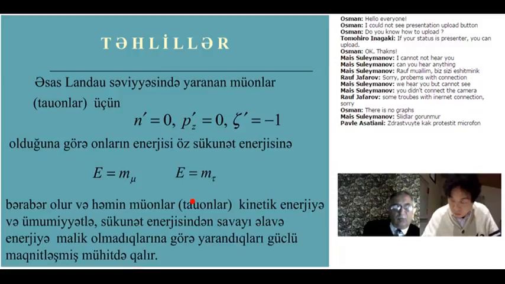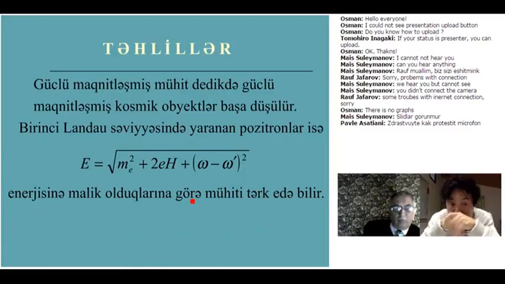Now let's suppose that in the final state we have a muon and a positron, or a tau lepton and a positron. Muons are produced on the ground Landau level. It means that their energy is equal to their rest mass. They do not have additional kinetic energy. They are not able to move in the medium.